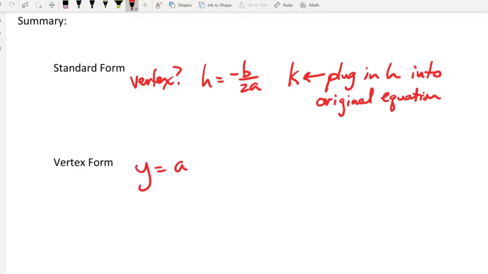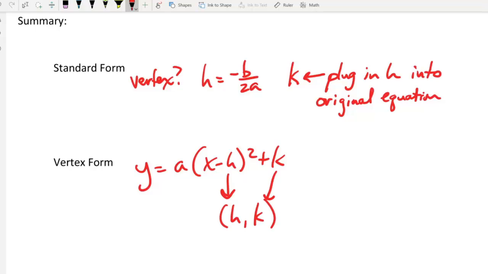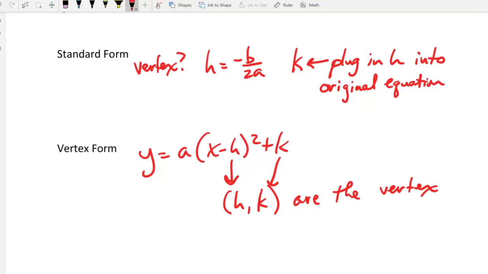In vertex form, it's easy to figure out where the vertex is. The vertex is located at h, k. Remember, whatever's inside the square with x, we're going to use the opposite number. How do we convert between standard form and vertex form? The answer is we complete the square.